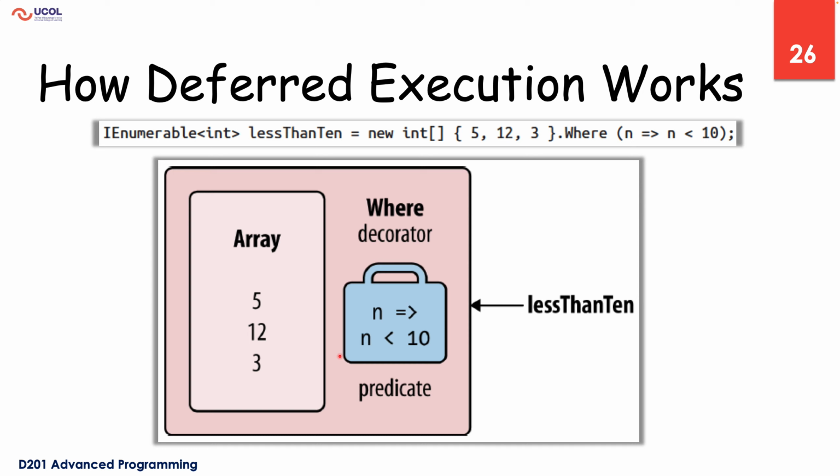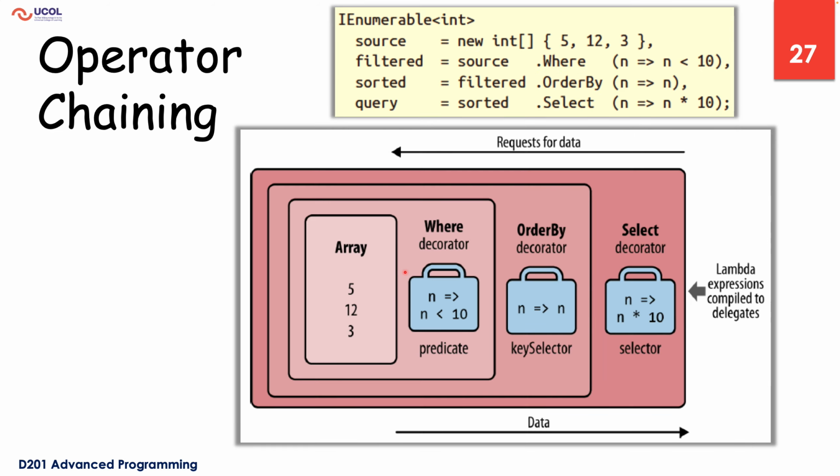And this is again how deferred execution works. It will just create that particular structure. It is not executed until you use it. So again, we have a chain. We start from the request for the data coming from the select query, and then select goes to the sorted, goes to the ordered, goes to the source, and so on.